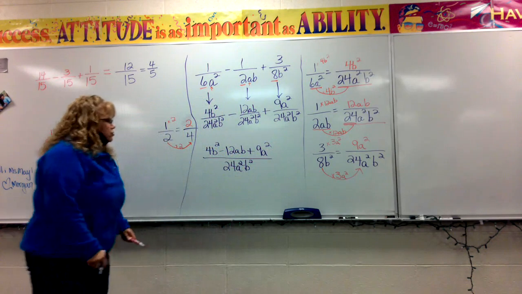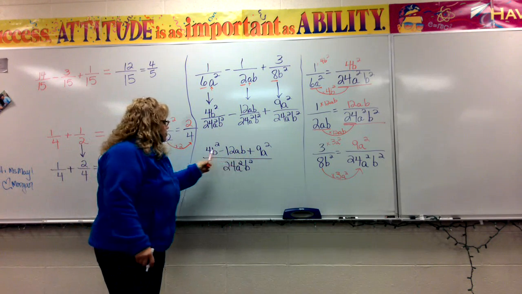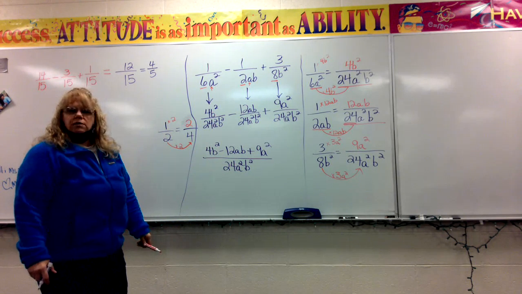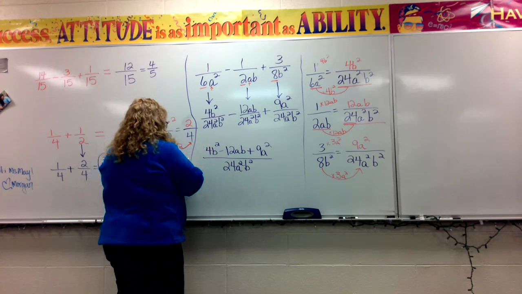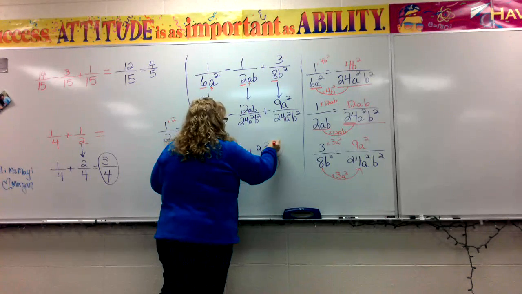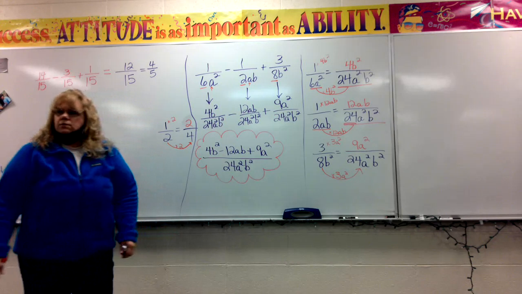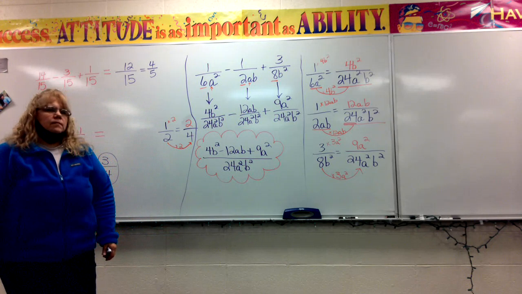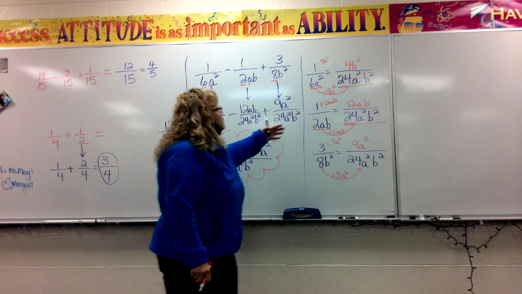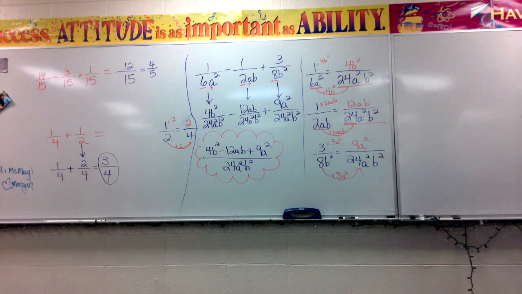Is there anything you can do to that thing? No. There's nothing that's common to all of those. You could take it out if there were. I don't think there's anything else we can do. So right here, right here, right here, looks like that's my answer then. Does that make sense? And most of the work is just getting those equivalent fractions. That's most of the work.